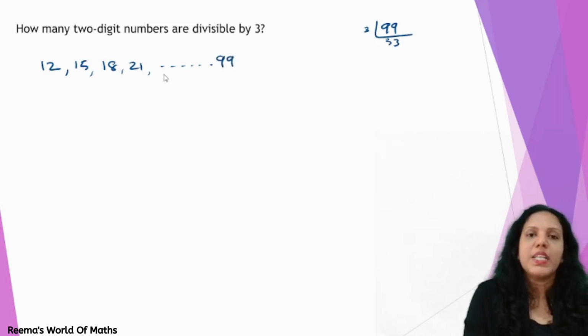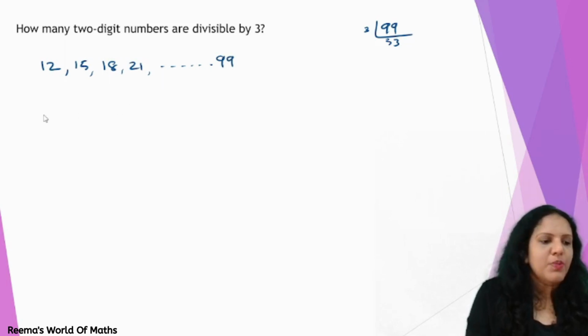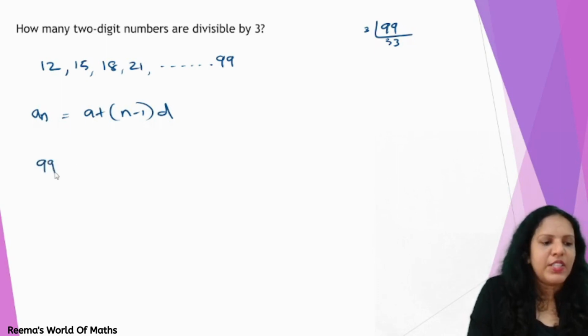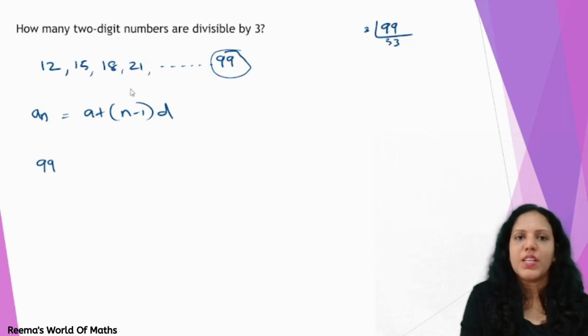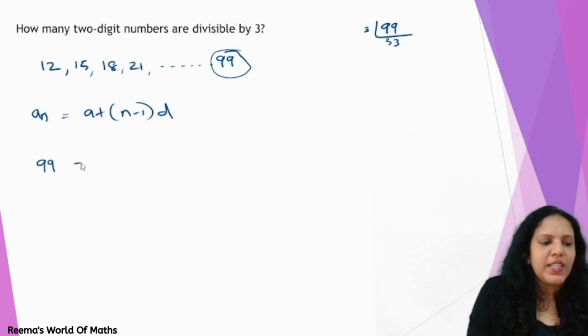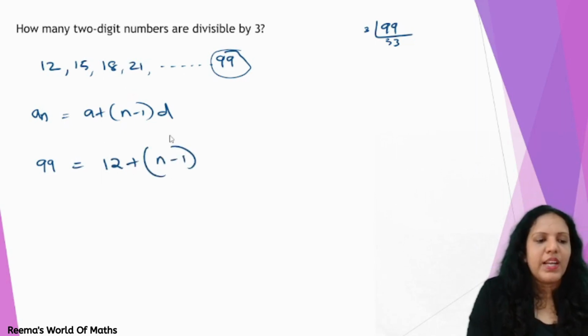Now we need to know how many terms are there in this AP. The formula is an equals A plus n minus 1 into D, correct? We know the nth term is 99, and we just need to know the position of this term. Then we know the total number of 2-digit numbers which are divisible by 3. So the nth term is 99 and A is 12, plus n minus 1 into the common difference, which is 3. So 99 equals 12 plus 3n minus 3.